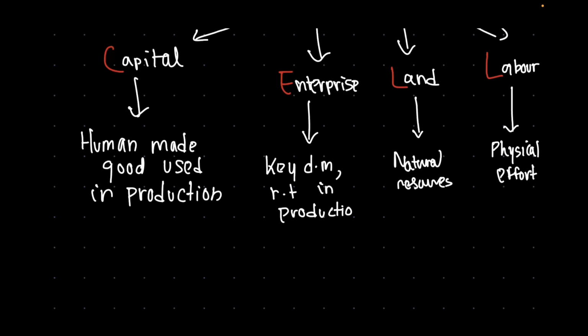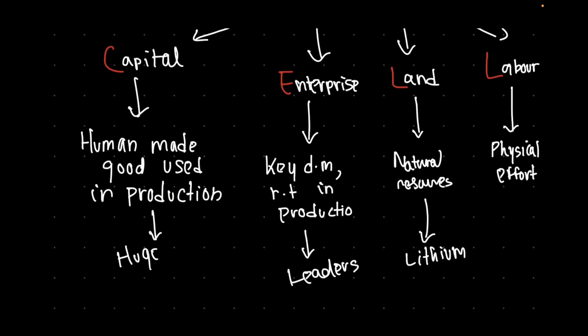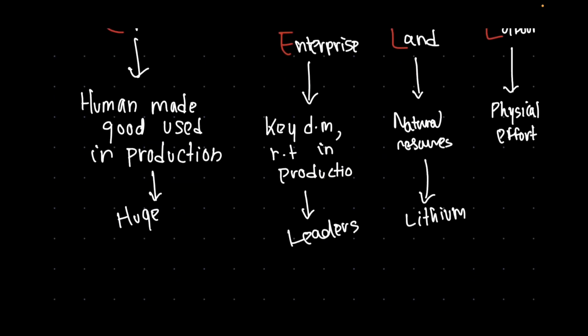Like for example, if we look at the iPhone example, this would be the lithium that's used. In terms of enterprise for the iPhone, it was leaders like Tim Cook. For capital, it could be the huge machines that are used in terms of processing the iPhones and assembling the iPhones. And labor is obviously the workers that are involved in the process.